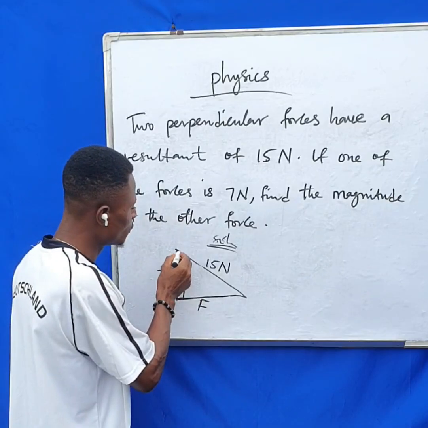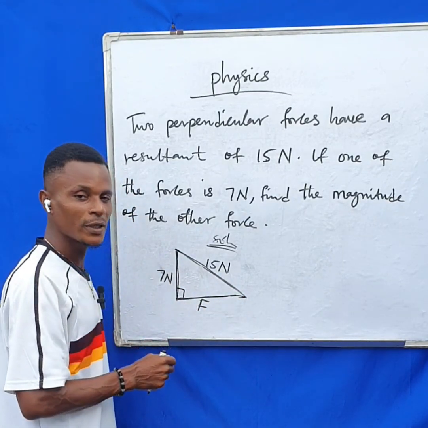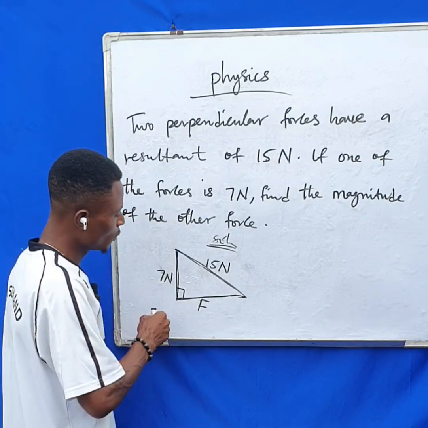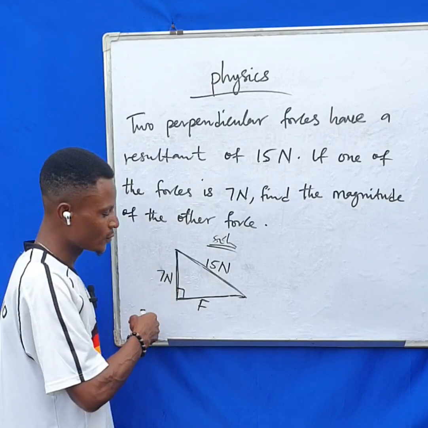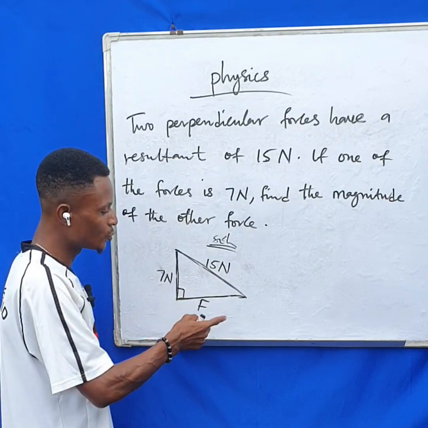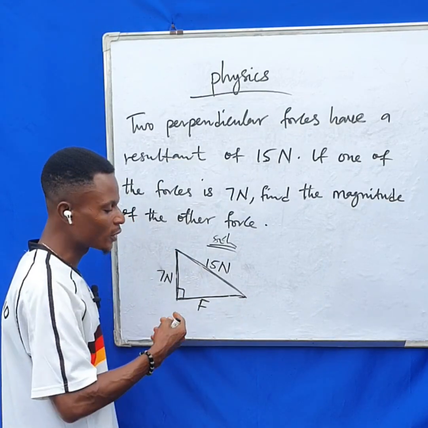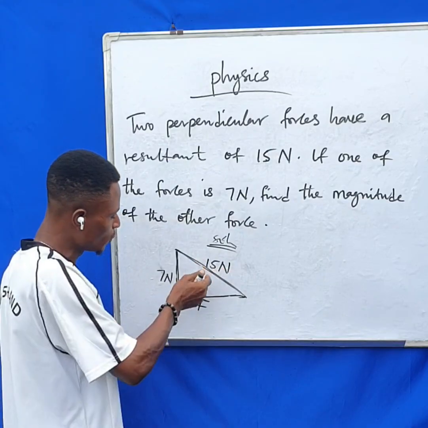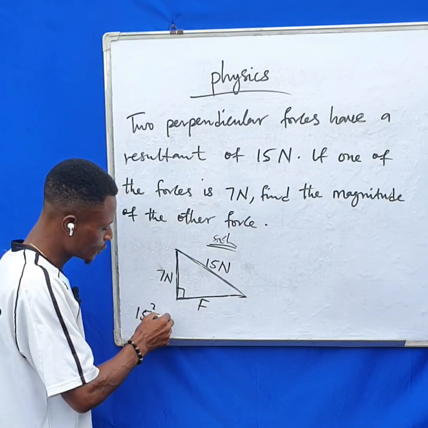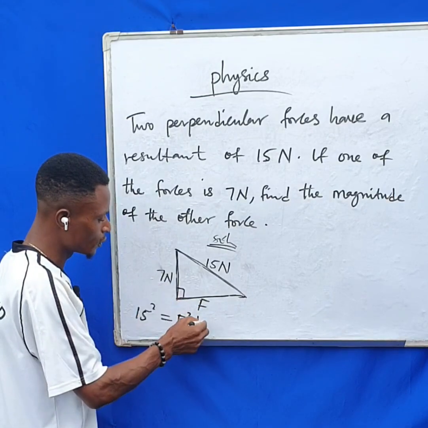For us to solve this for the value of F, we need to make use of something called Pythagoras theorem in mathematics. Pythagoras theorem states that in a right angle triangle, which is what we have here, if you square this side and this side, in a right angle triangle, this longest side is called a hypotenuse. So according to Pythagoras theorem, the square of this hypotenuse, which is 15 squared, is equal to the square of this plus the square of this.